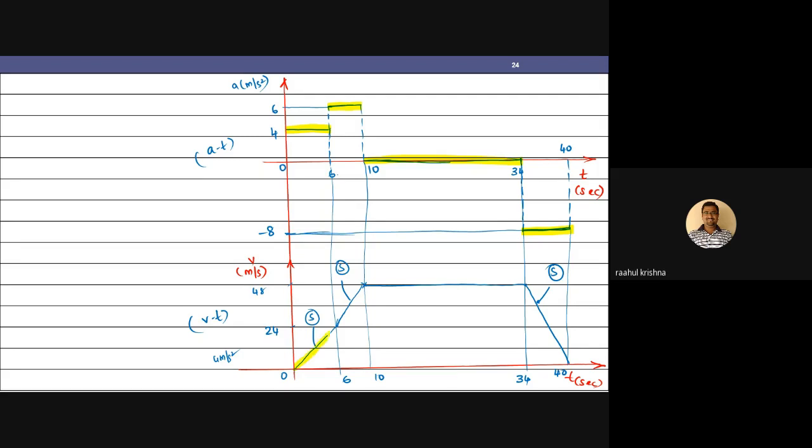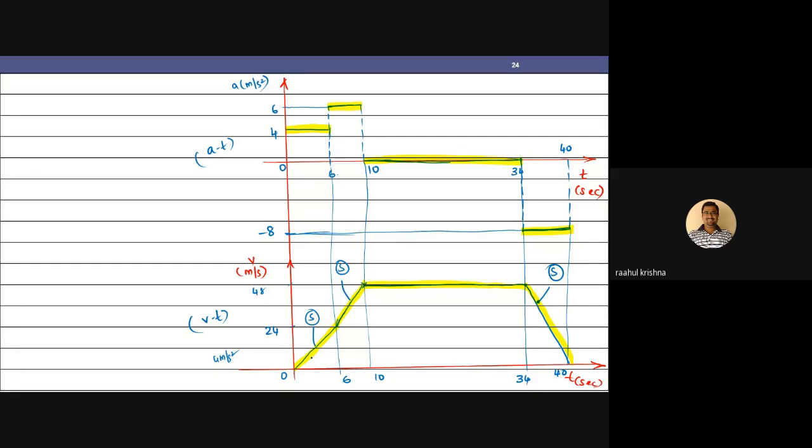For 0 to 6 seconds, it is first increasing at the rate of 4 meters per second square. Then it is increasing again at the rate of 6 meters per second square. Then I am having uniform velocity for a duration of 24 seconds, and I have constant deceleration at 8 meters per second square.